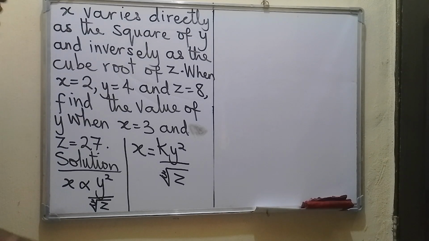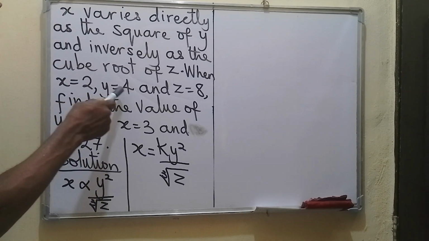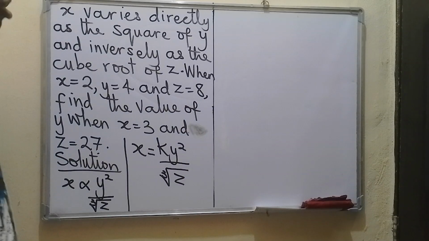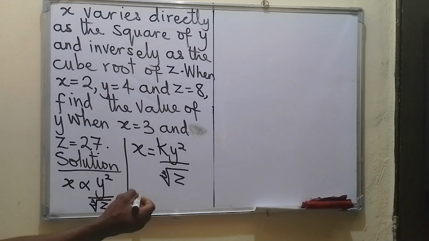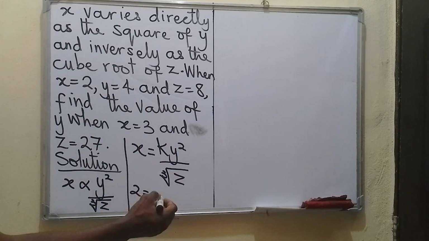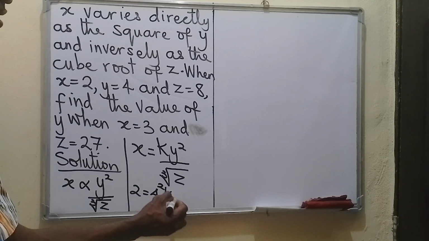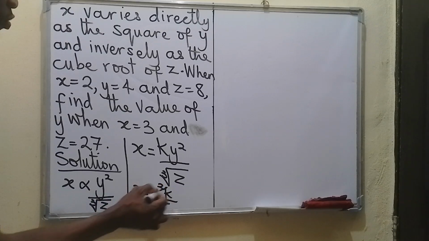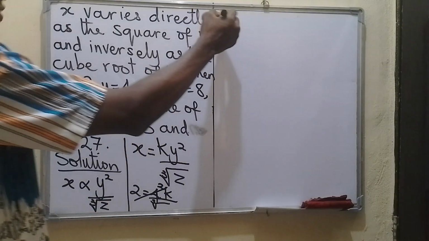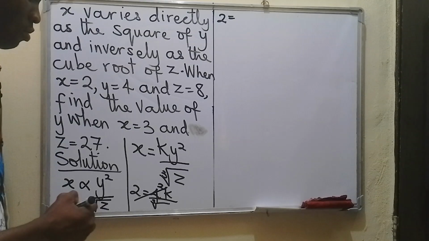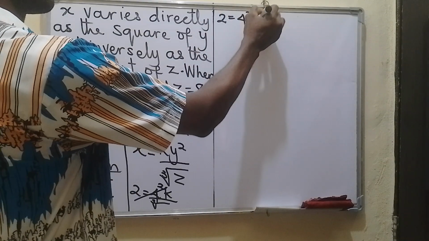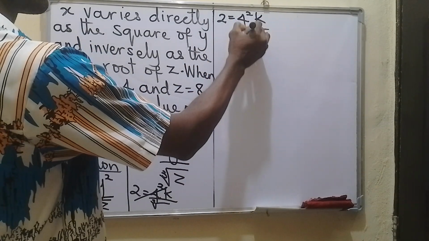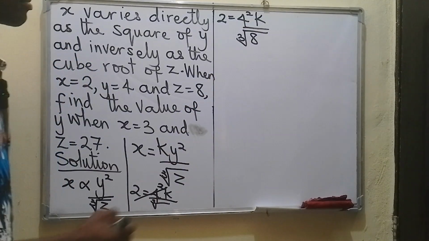The next step is to put in all these values of x, y, and z so that we can find k. So we get x here as 2, equal to y as 4. So we get 4 squared times k all over the cube root of 8. We say 2 is equal to 4 squared k over the cube root of 8.